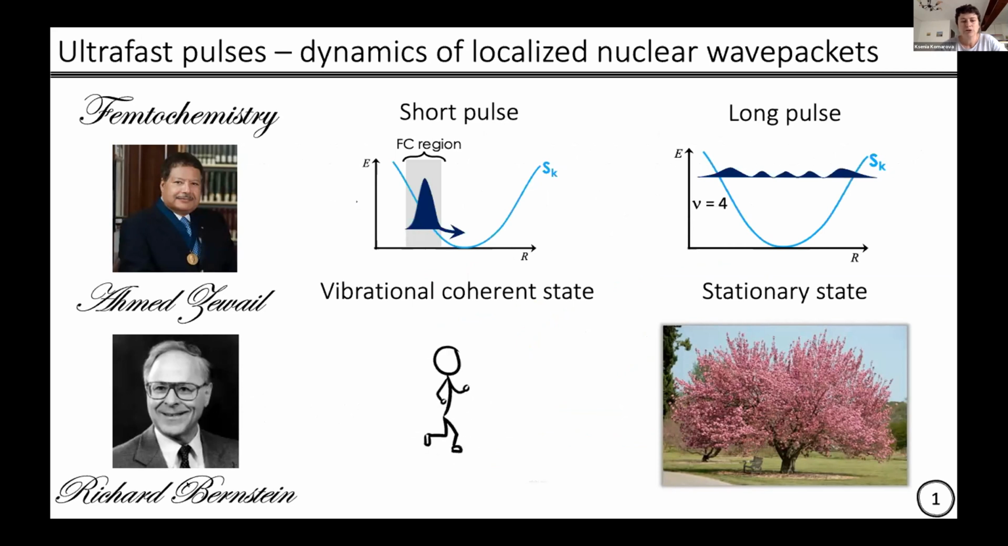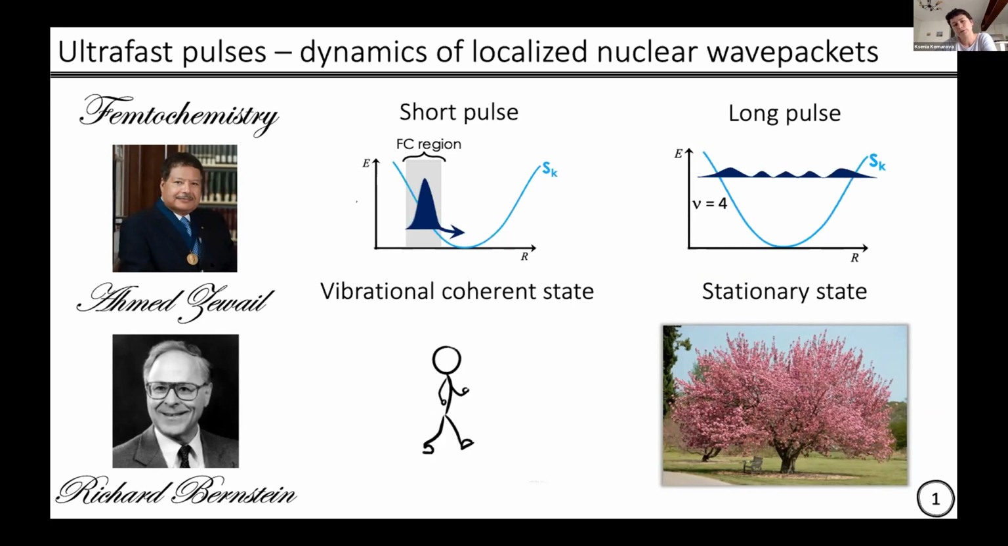Ultrafast photochemistry and ultrafast pulses were developed and pushed by a group of people led by Richard Bernstein, who was really keen on the idea of chemical reaction dynamics and to understand what is really happening in the reaction, how these molecules interact with each other in the time domain. And it was honored by the Nobel Prize of Ahmed Zewail.